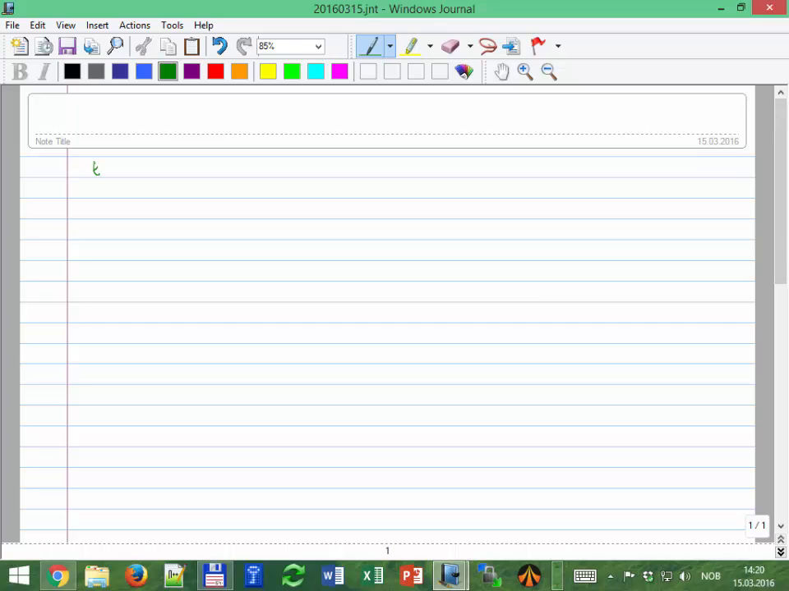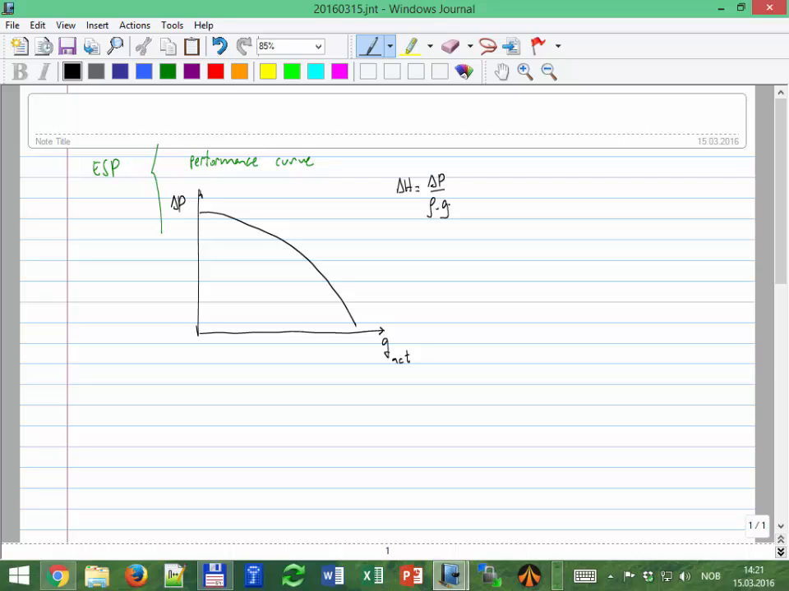Okay, so ESP. I want to make a summary table. First, let's talk about the performance curve. The performance curve is a concave, downward curve, delta P versus Q. Remember that this Q is the local Q at the entry of the pump. Usually pump manufacturers don't work with delta P, but with head. Head, H or delta H, is delta P divided by the density times the gravitational acceleration, and it has exactly the same behavior.